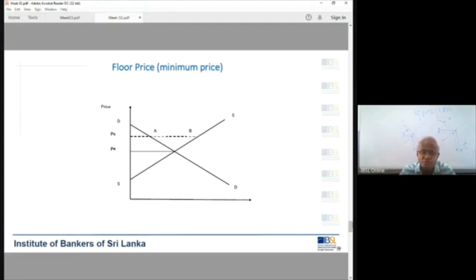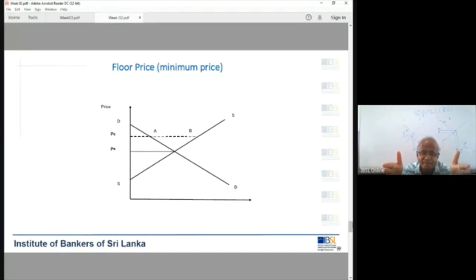Then what is the market situation? Excess supply of paddy in the market. At B, supply is this much. A, vertical line. B, supply at B is higher than the demand at A. There will be excess supply of paddy in the market. Excess supply of paddy. That is interesting.